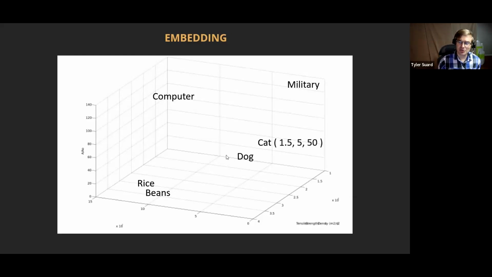So then what we do is we give coordinates to each of these words. So for example, cat, if we look on here, we go up to here, we go down here. And then so on the x-axis, cat is 1.5. And then we see on the y-axis, okay, cat is probably around 5. And then on the z-axis, it looks like cat is around maybe 50. So that's our coordinate system. We locate words in space.